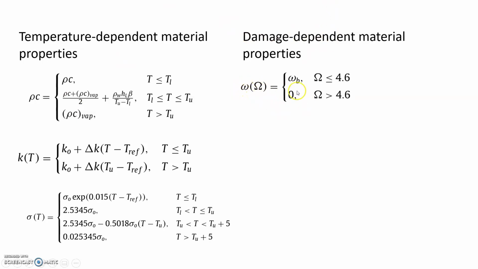Omega here that you see on the right is the blood perfusion term. The blood perfusion actually varies depending on the tissue state. If the tissue is completely damaged, there will not be any blood perfusion, but if the tissue has not been damaged, we will assume that there is perfusion. In this particular example, I will not take into account the damage-dependent material properties. I will leave that for a subsequent video. But in this particular video, we will be looking at how to implement these temperature-dependent material properties in COMSOL Multiphysics.